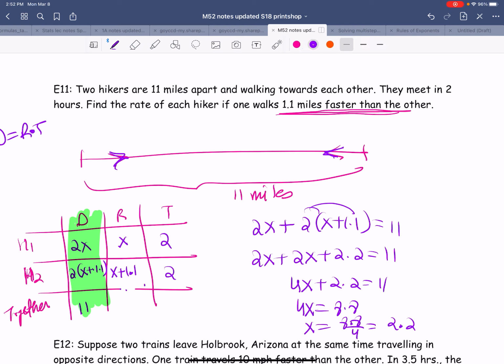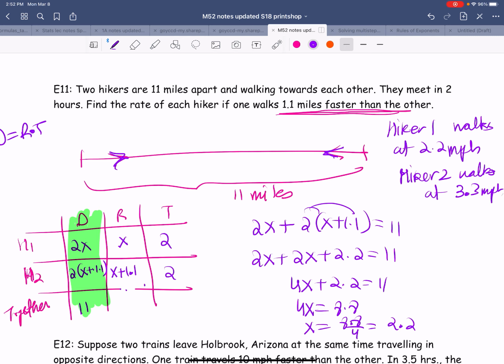And hiker number 2 walks at 3.3 miles per hour. How do I know hiker 2 walks at 3.3 miles per hour? Because I'm plugging the value of x into hiker 2's rate, which is x plus 1.1. So this came because I did 2.2 plus 1.1. That's how I could figure out the second hiker's rate. Okay, another example.